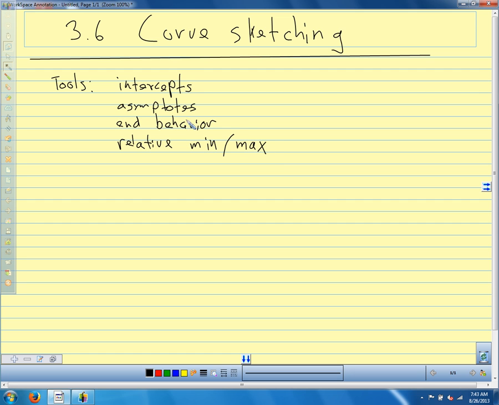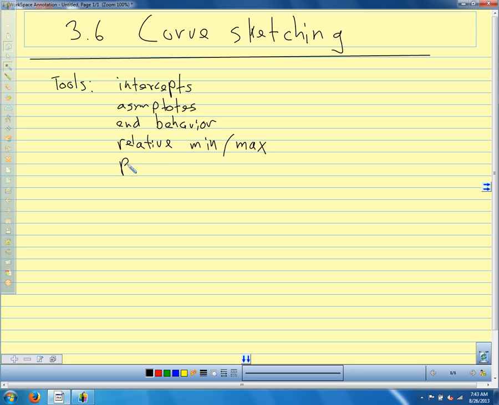So we're kind of in the algebra area here. Relative min max, we're going into calculus a little bit. What else? Think easy stuff first. So we could go just kind of the plug and chug method. We could plot some points. So a table of values even.